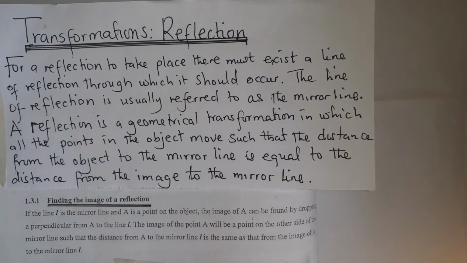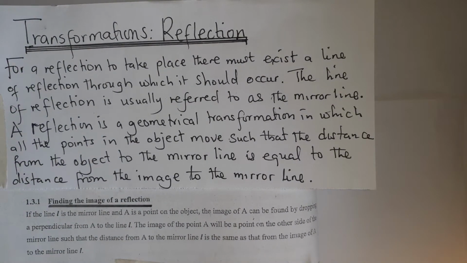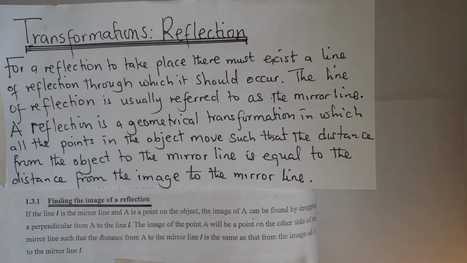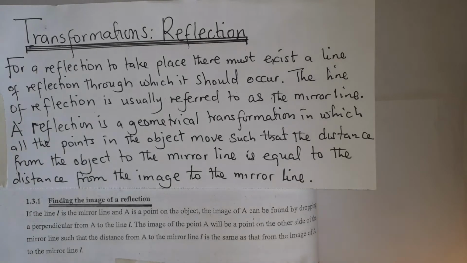Hello, welcome to this lesson where we want to continue with transformation, and we are looking at reflection in this case. Under reflection there will be two lessons, and this is the first one. We want to look at what is contained in reflection. For a reflection to take place, there must exist a line of reflection through which it should occur. And this line of reflection is what we are calling a mirror line.